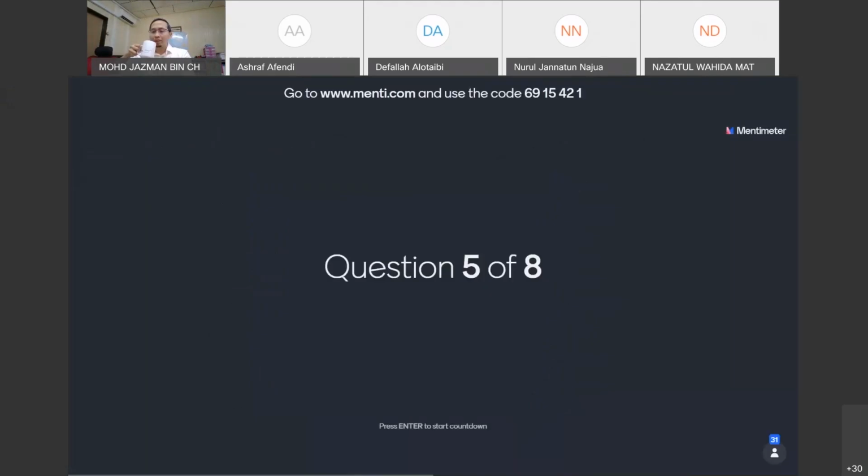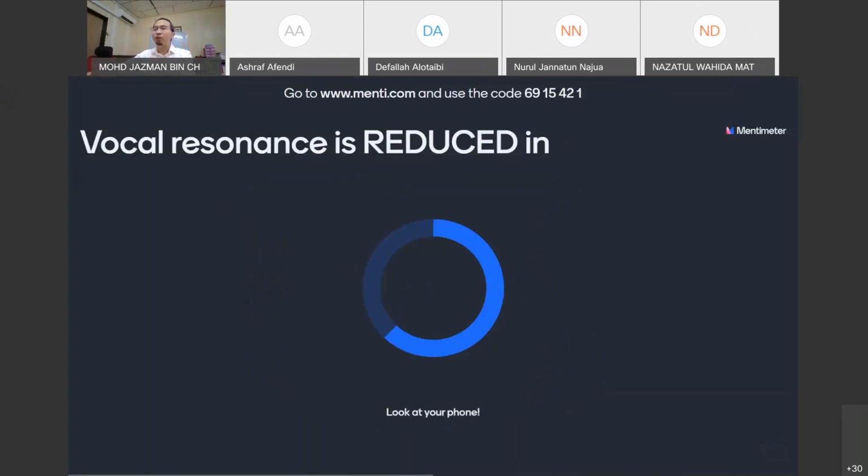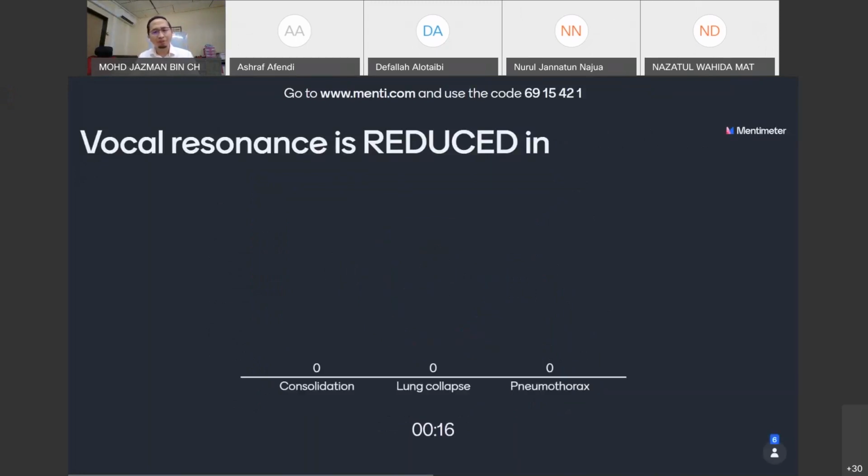Okay, quiz time. Start countdown. Okay. Answer fast to get more points. Vocal resonance is reduced in... I think it's vocal fremitus. Okay, vocal fremitus, yeah? Vocal fremitus is reduced in consolidation, lung collapse, or pneumothorax. Make your choice.